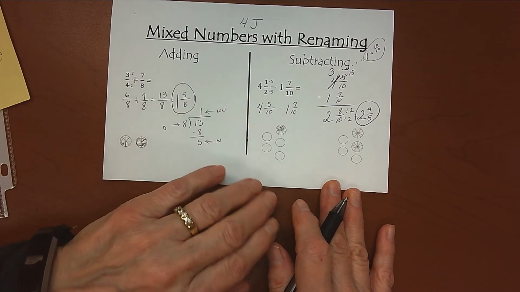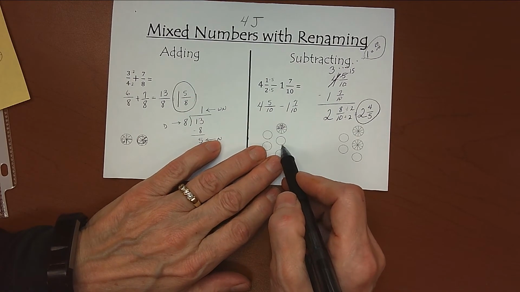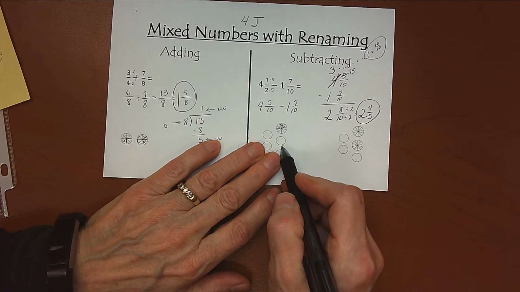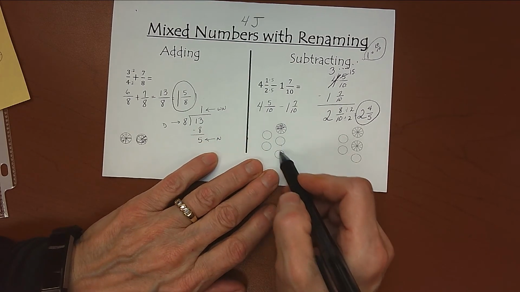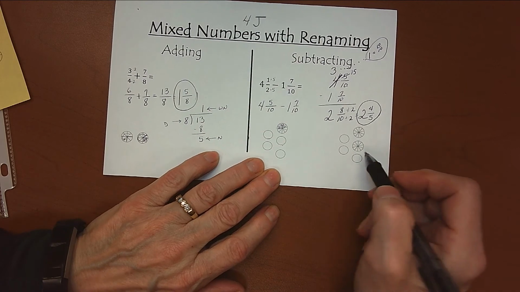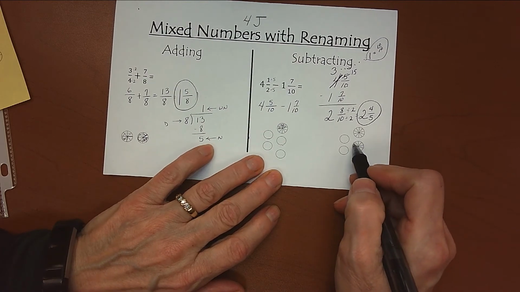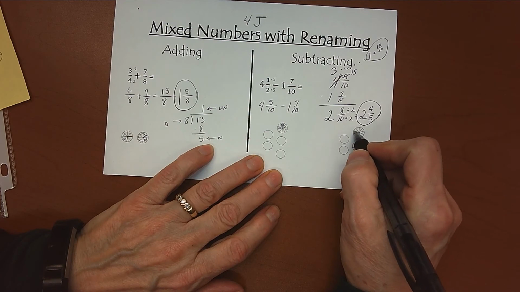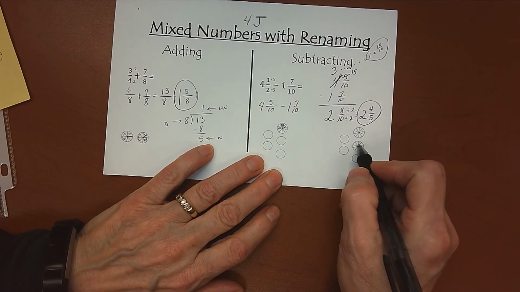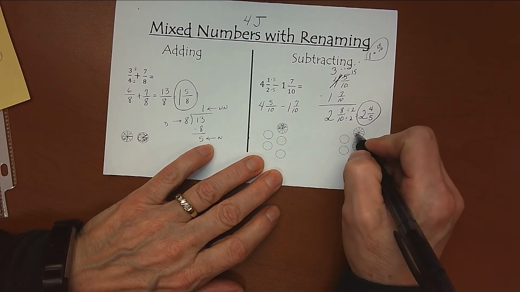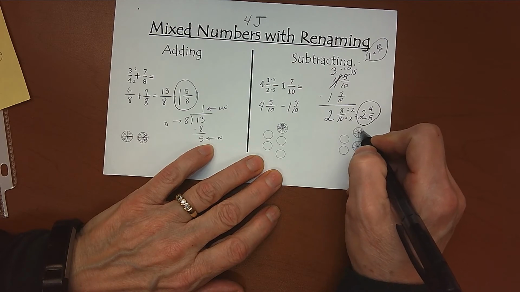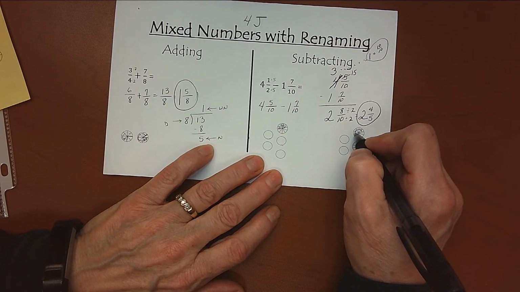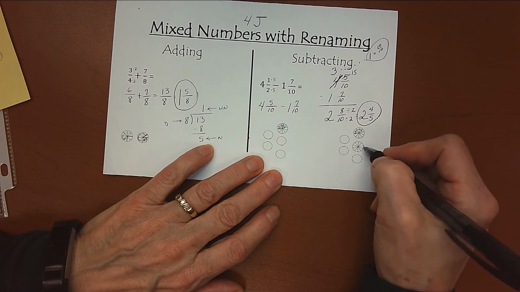So we wanted to borrow this 1 whole. And then what we did when we borrowed that is we were left with 3 wholes, and we changed that 1 whole that we borrowed into 10 tenths. And we took our 5 tenths that we had and added the 10 tenths to it. So we had this and the 5 tenths that we had up here. And that's where our 15 tenths came from here.